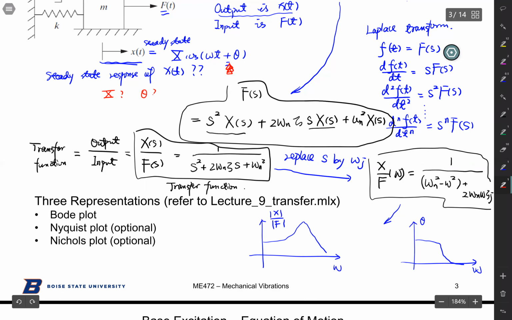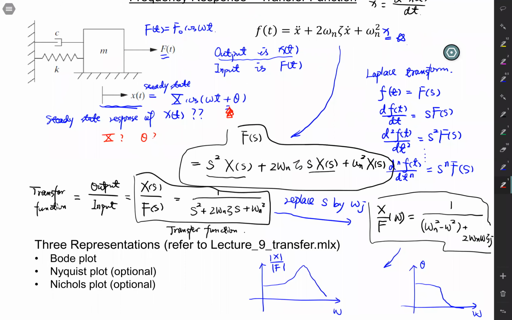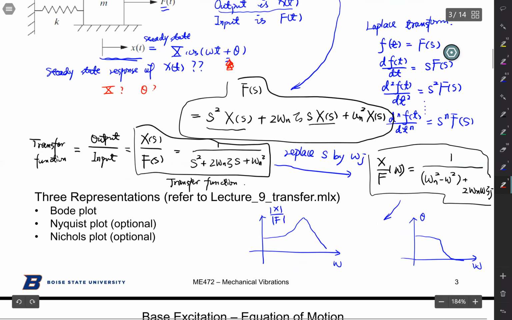We already know that your excitation, small f(t), is f naught cosine omega t. So this amplitude here is actually equivalent to big X divided by f naught. The theta phase is still theta phase.